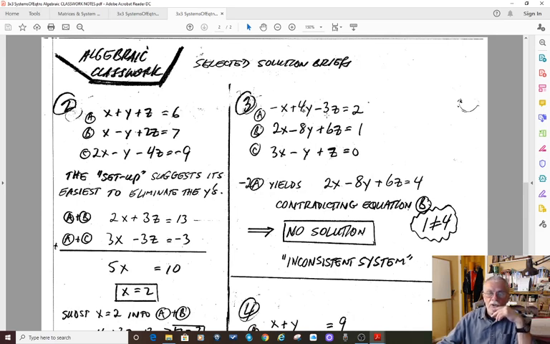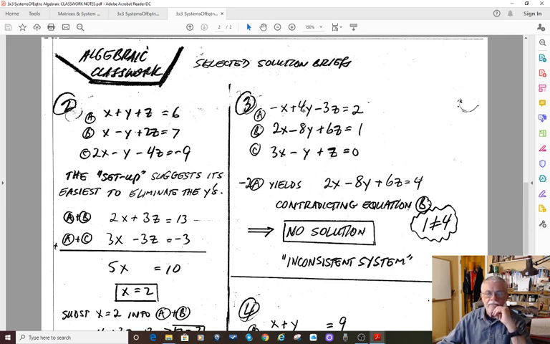So I'm looking at number 3, and I'm suspicious because I'm looking at the numbers -1, 4, -3, 2, -8, 6. Well, looks like these might be multiples, right? So I'm going to multiply this equation by -2, and I get this equation here, right? So -2 times this is 2x, -2 times this is -8y, -2 times this is 6z, and -2 times this, I really should have a -4 here.